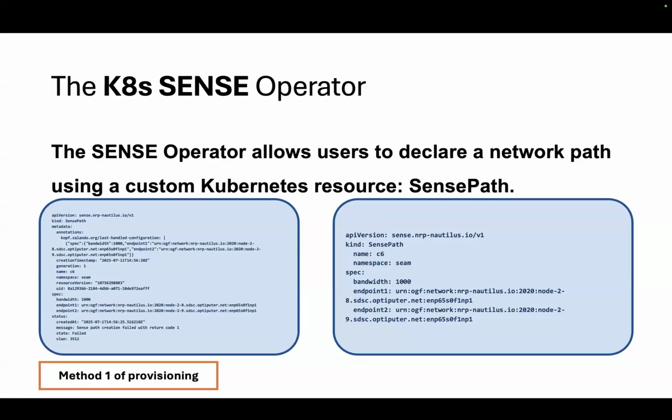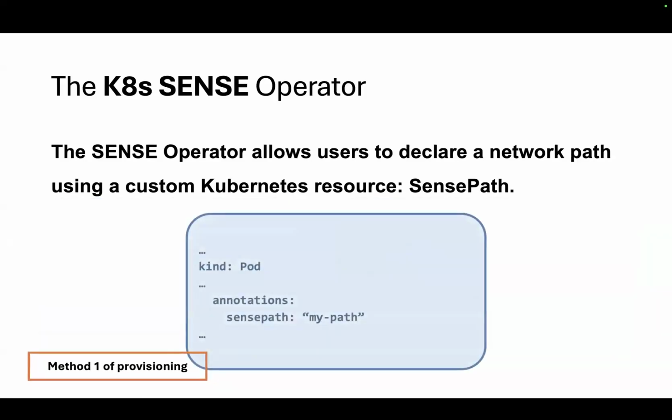So this is in cases where you don't set a VLAN, you can see it in status, so you can know how to provision the interfaces. So that's method one of provisioning using the operator, which is simple YAML.